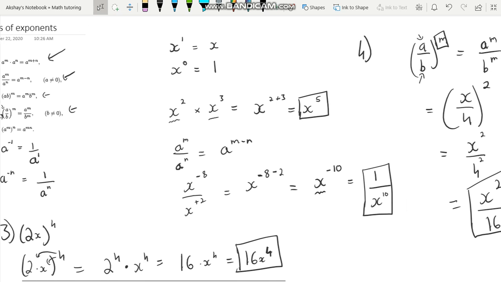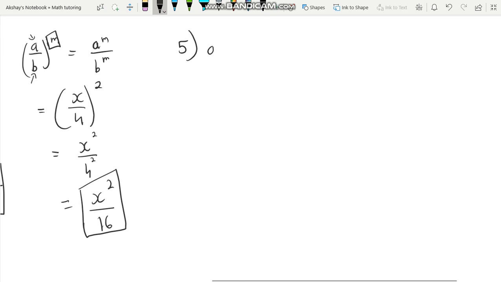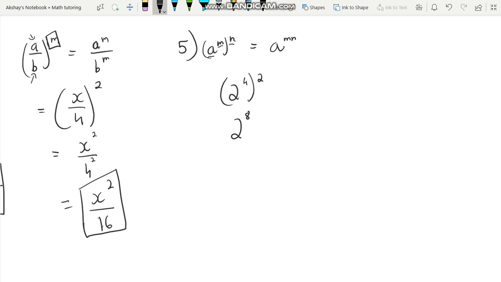Moving to our fifth exponent law, we have a to the power m, all to the power n, is equal to a to the power mn. So in this exponent law, we multiply the exponent of the base a, which is m, with the outer exponent, which is n. Let me put this into perspective, it'll be a lot better. We're given 2 to the power 4, all to the power 2. Now as a result, with our exponent laws, we know that we can multiply our exponents, which are 4 and 2. Hence we have 2 to the power 4 times 2, which is 8. Pretty straightforward. And now we have 256.